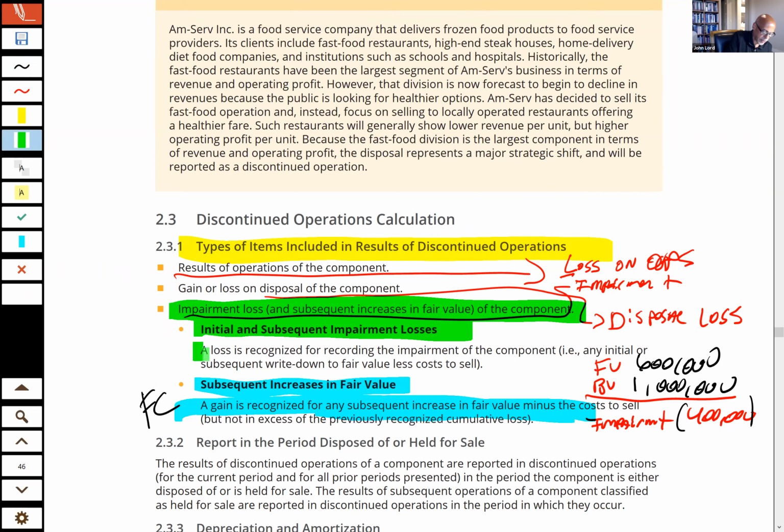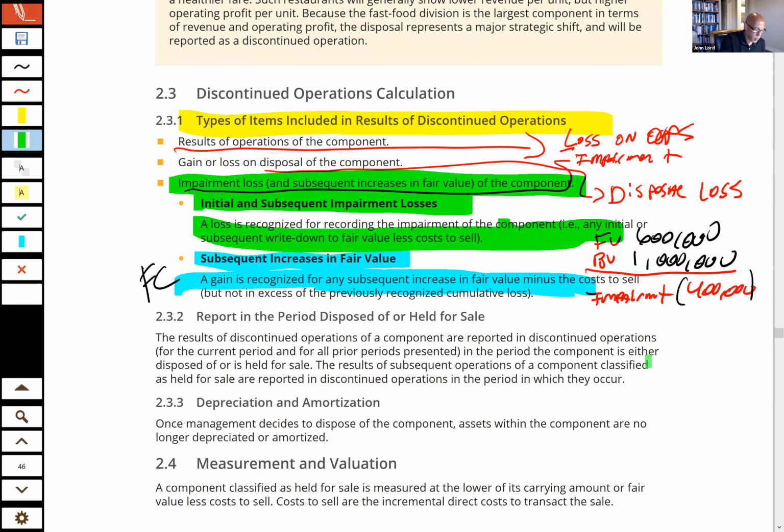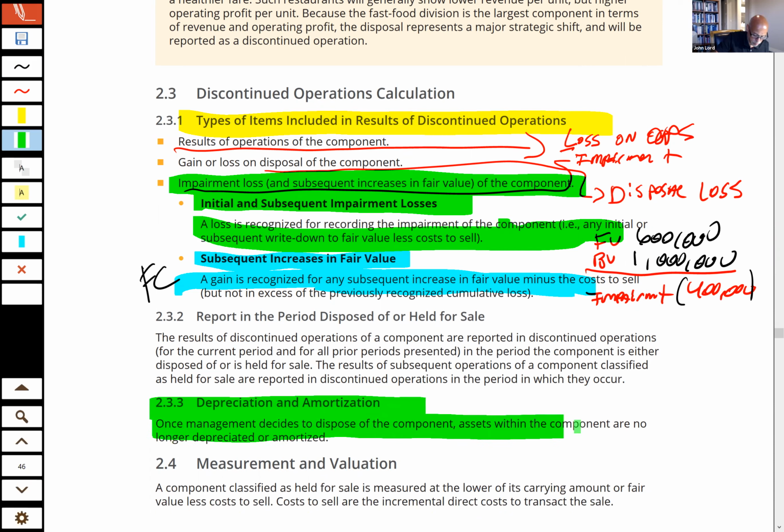When you have a write down, you take that loss, you can write it back up, but not in excess of the previously recognized losses. Once you are reporting something in the discontinued operations section, you are required to stop depreciating that asset. Think about that. Depreciation is an allocation of future economic benefit of an asset over time. If we're saying we're getting rid of this, then there is no future economic benefit and no need to continue to depreciate that asset.